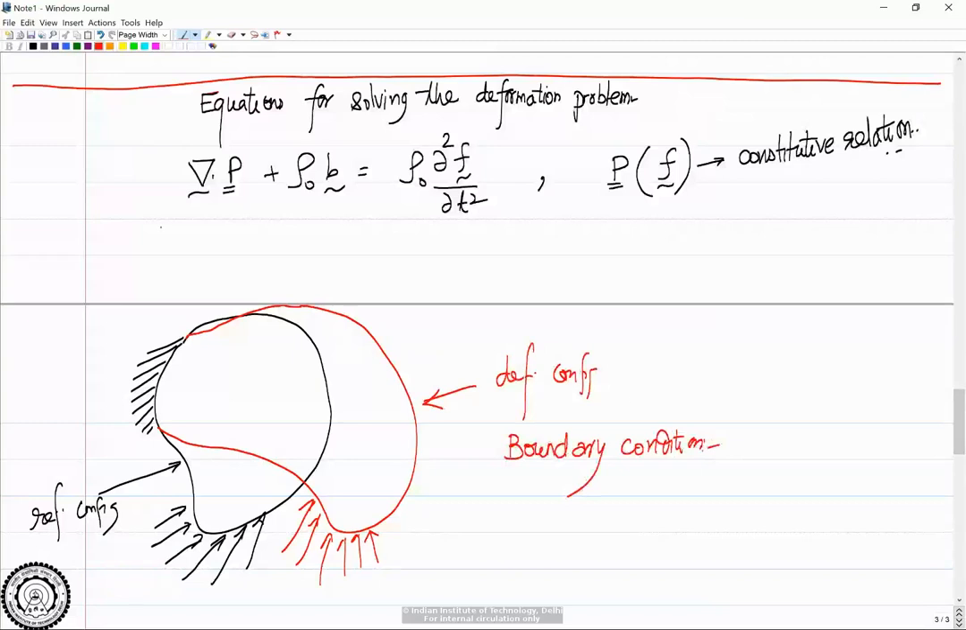And before that, we can also talk about, in this equation, what is the order of this equation? So what is the highest order of derivative of the unknown in this equation? You can see that the time derivative is just on the right hand side, and it is second order in time. The unknown little f is second order in time. But what about the derivative with respect to the material coordinates, big X1, big X2, big X3? What is the order in that? Any idea?